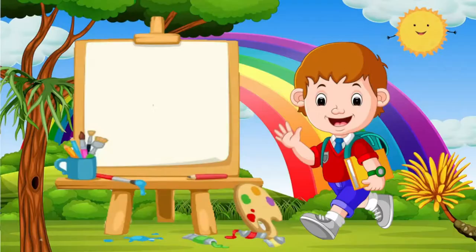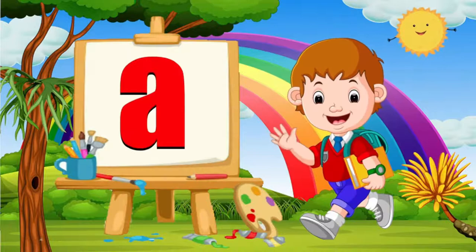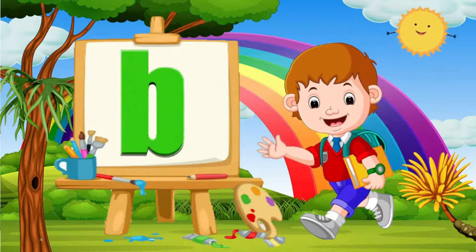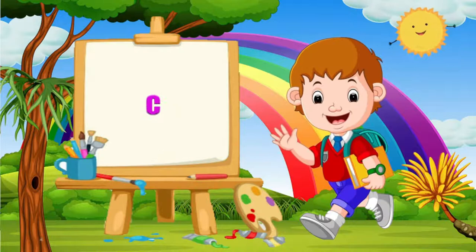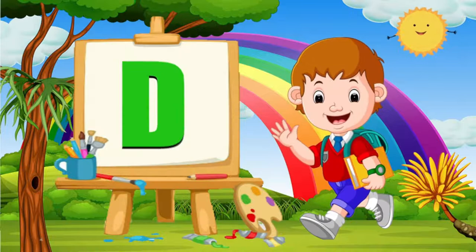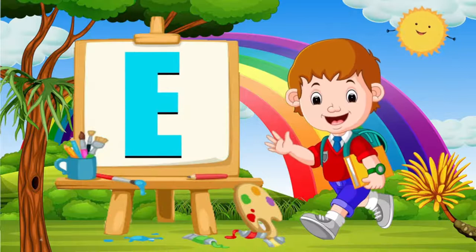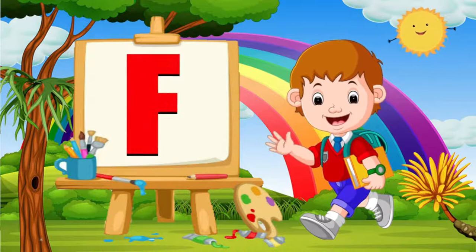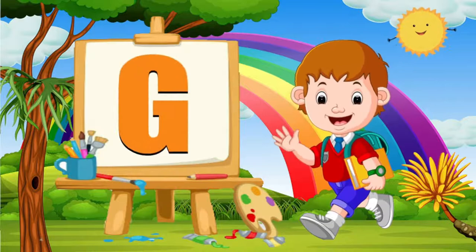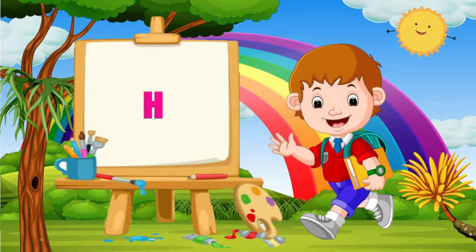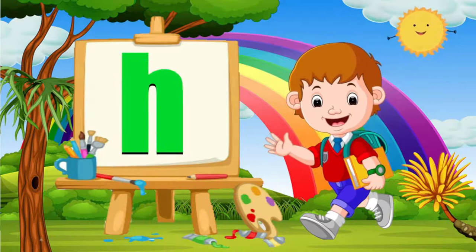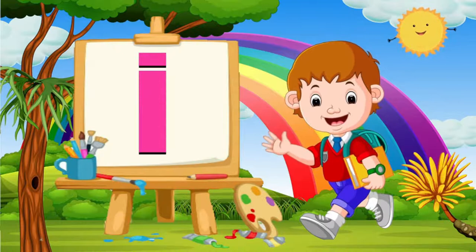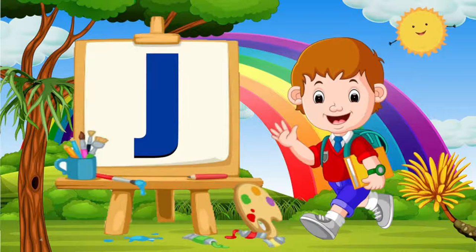A. The sound of A is A. B. The sound of B is B. C. The sound of C is K. D. The sound of D is D. The sound of E is E. F. The sound of F is F. G. The sound of G is G. H. The sound of H is H. I. The sound of I is E. J. The sound of J is J. K. The sound of K is K.